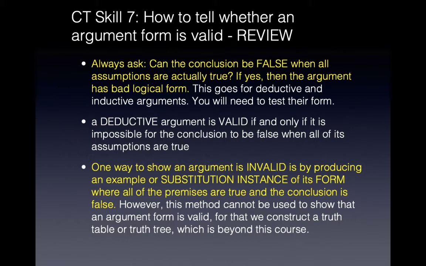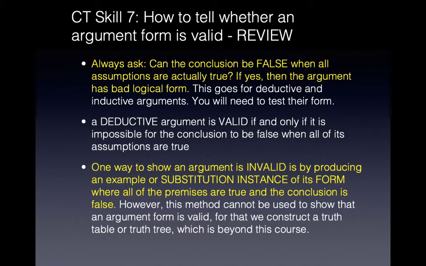Brief review. On the handout, I refer to Critical Thinking Skill 7, or how to tell whether an argument form is valid. You always have to ask yourself the following with respect to any argument. Can the conclusion be false even if all of the assumptions are actually true? That is, even if all the evidence someone gives you, all the facts a person presumes are true, is it still possible that their conclusion is wrong, is false?